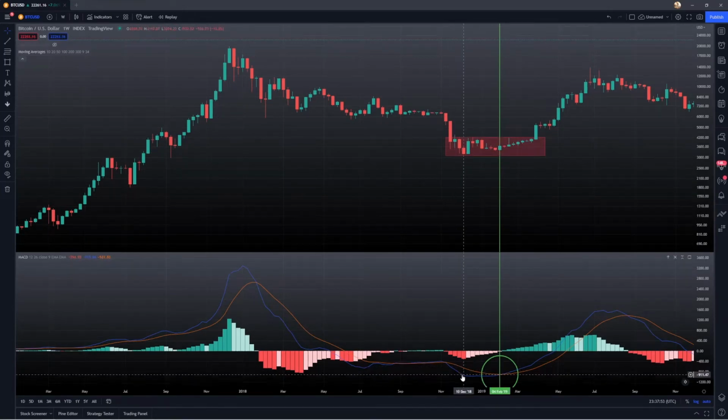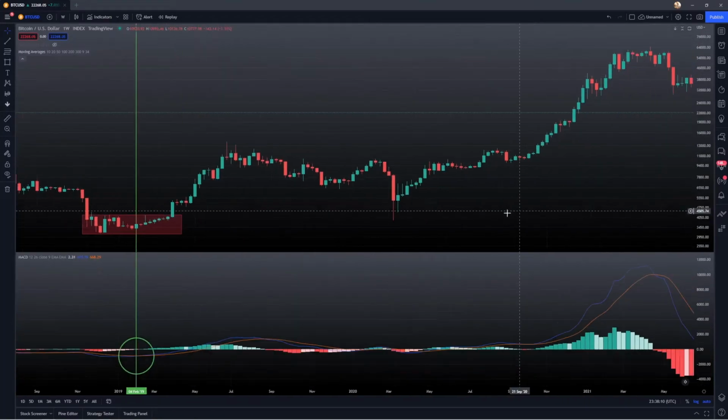So the blue line crossed back above the orange. We saw this MACD cross, and yet again, this was a confirmation that the bear market trend had weakened, and we start to shift momentum from bearish into this neutral zone, this accumulation zone, building into the next bull run.